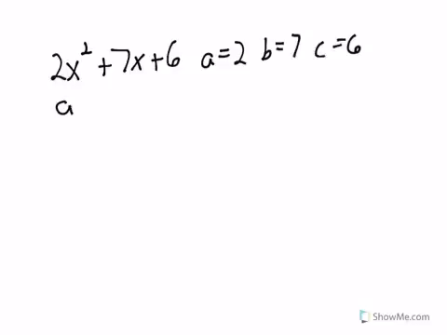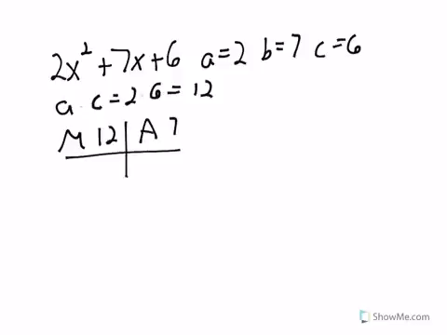Step 2, a times c is going to get us 2 times 6. So we're coming up with two numbers that multiply to 12 and add up to 7. Multiply to 12, add to 7, it's going to be 3 and 4. Again, the order does not matter. So we have 2x squared plus 3x plus 4x plus 6.